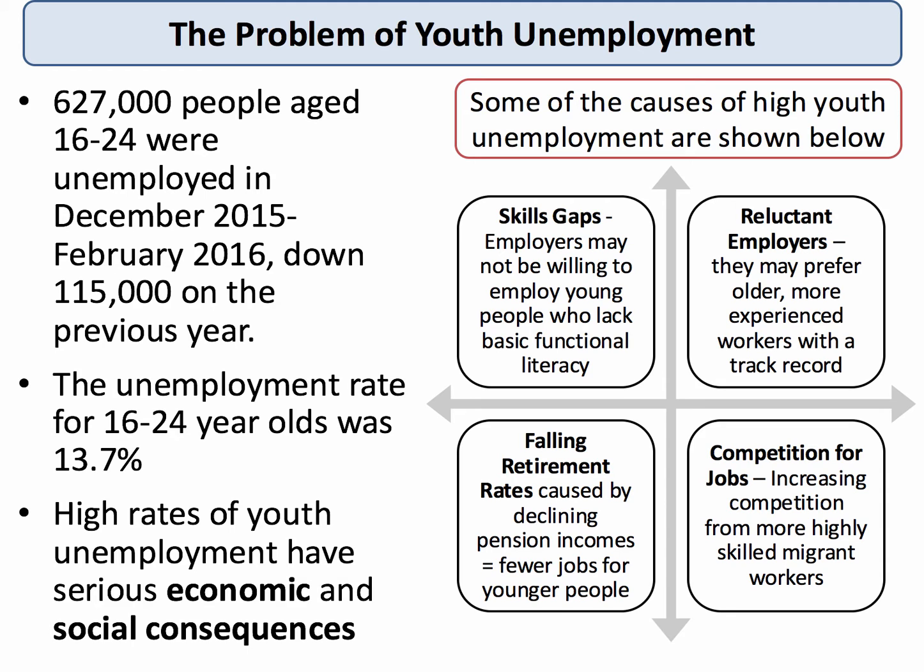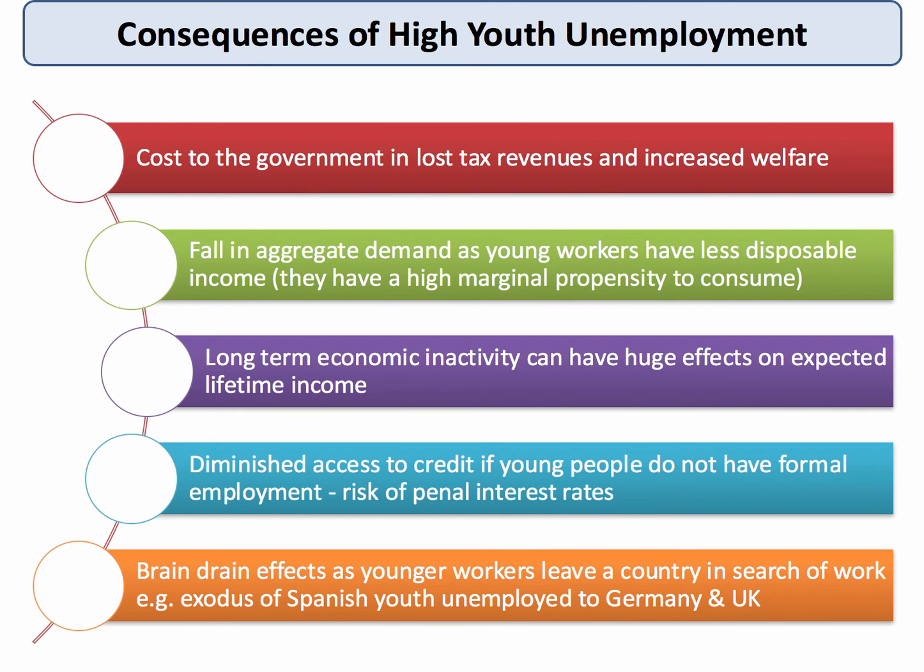There's been increased competition for jobs, particularly from those older workers, and also from the inflow of migrant workers. So in the UK, there's been net inward migration in excess of 200,000 in each of the last 5 or 6 years. So clearly there are more people competing for work, and young people may find themselves outcompeted in an increasingly competitive labour market. Now, high unemployment amongst young people undoubtedly has economic and social consequences.